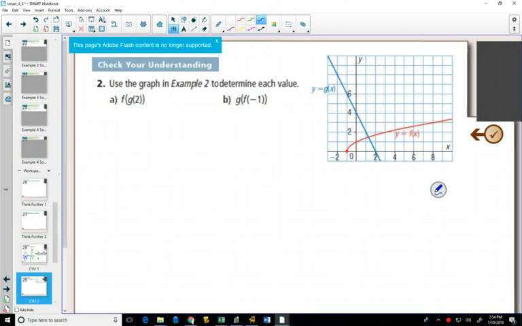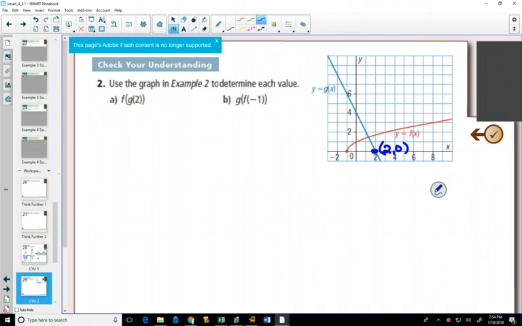Now we have the graphs to work with, but the idea is the same. We start with the inside. So the inside says g of 2. When x is 2, what do you get? Well, looking at our functions, g of x is the blue graph. And when x is 2, what answer would you get? Well, this point is (2, 0). So that tells us that when we plug in x equals 2, out would come an output of 0.